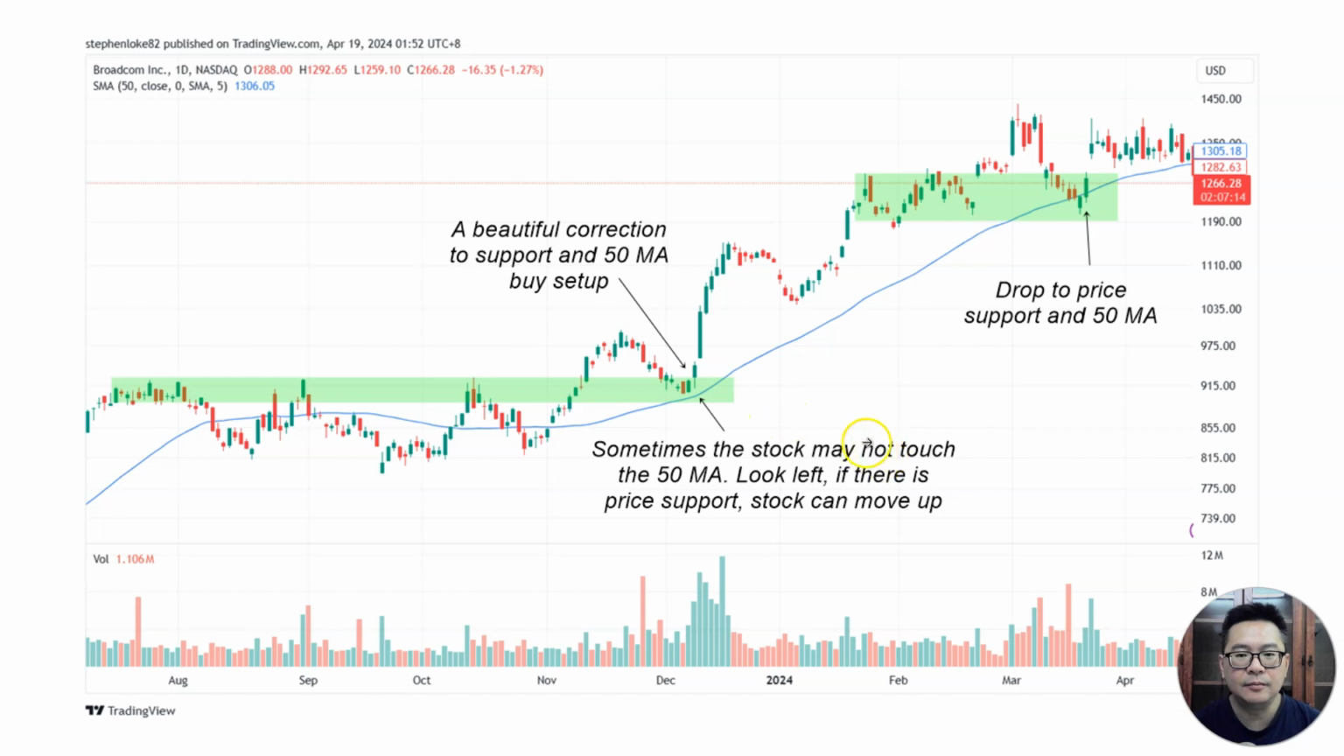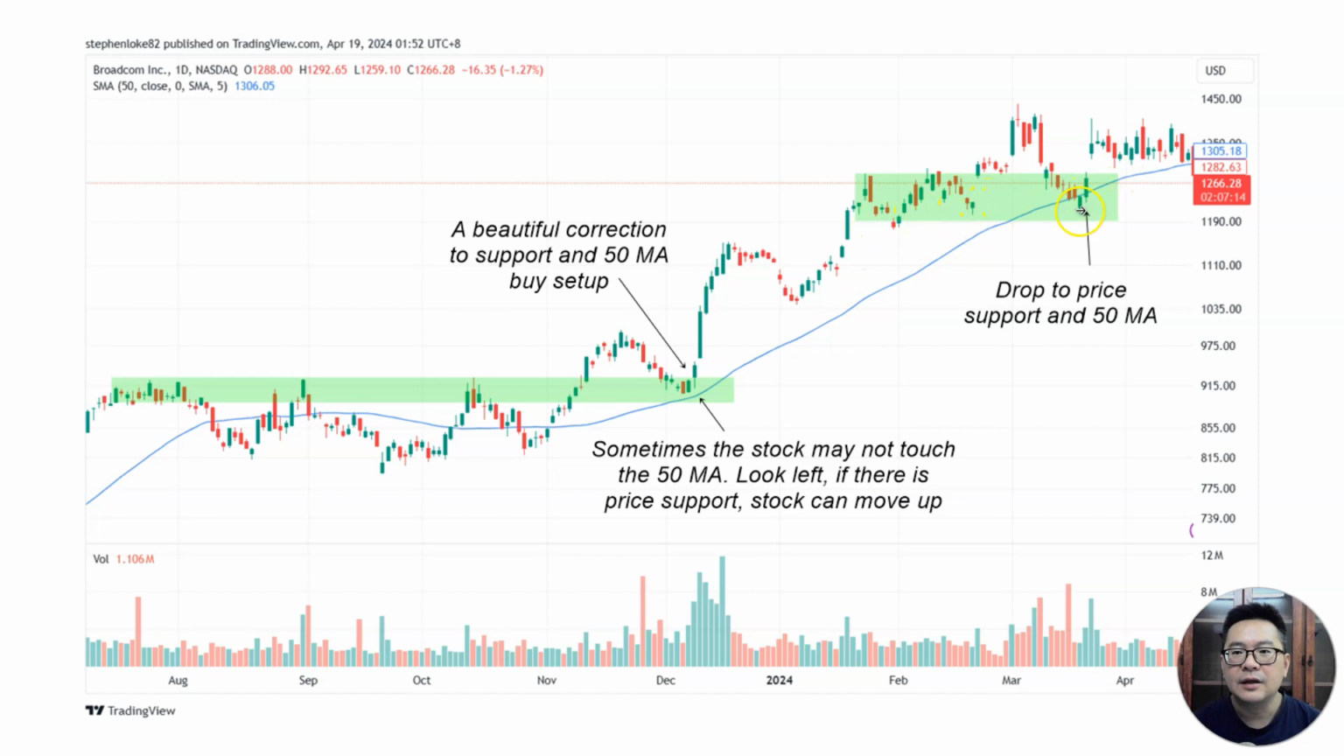If you look left, if there are price supports, the stock can move up. You look here on the left, there is support here, here, and here. This was a prior resistance, which once overcome becomes a new support area. And that is why when the stock drops to even not touching the 50 MA, it goes up. So this is a beautiful correction to support, and a beautiful setup. Because the MAs are rising, you can see why the stock keeps on going up and up. A rising 50 MA points to midterm bullishness.